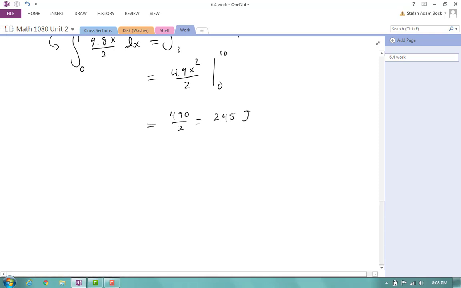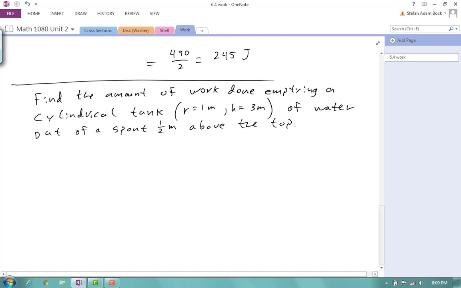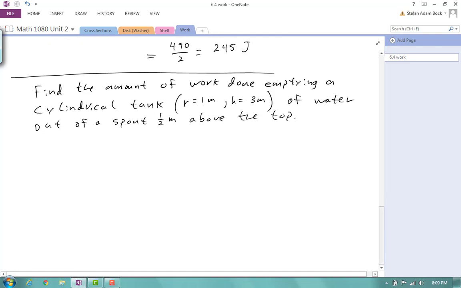And a lot of these work problems work by this same slicing principle. If I wanted to, say, calculate the amount of work done in emptying a tank of water, now I want to find the amount of work done in emptying a cylindrical tank, radius 1 meter and height 3 meters, of water out of a spout half of a meter above the top of the tank.